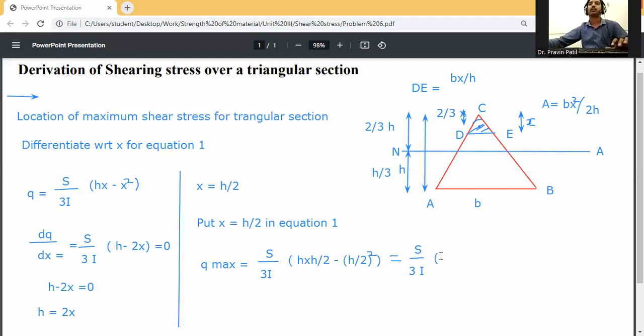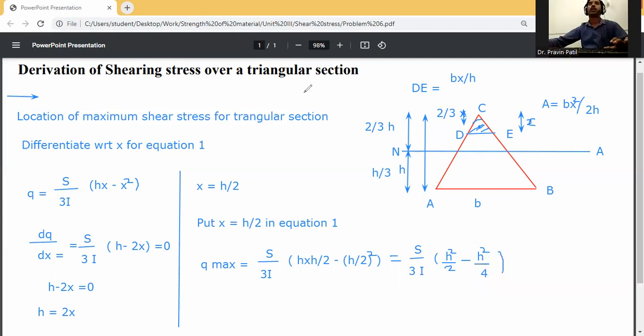So this one it will be h square divided by 2 minus h square divided by 4, h square divided by 4 bracket.